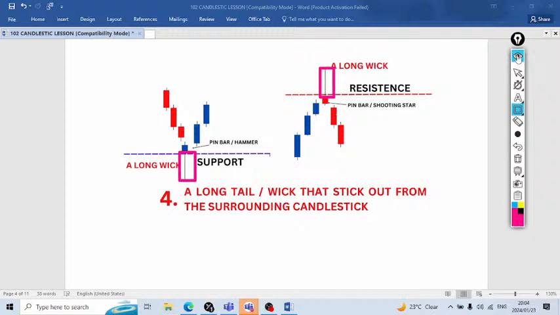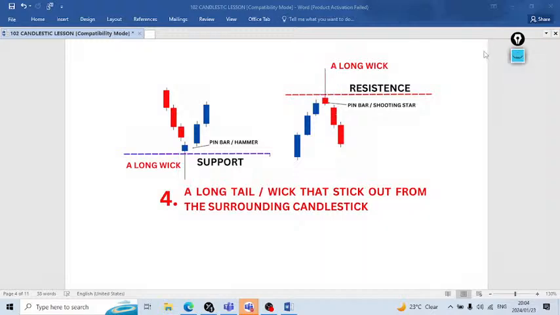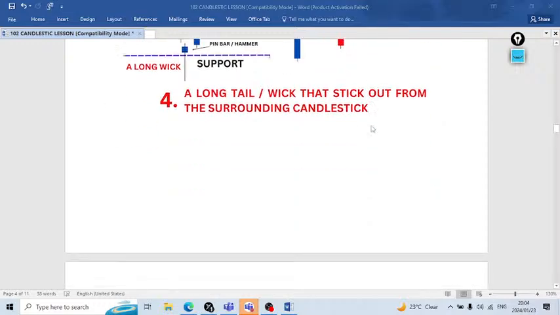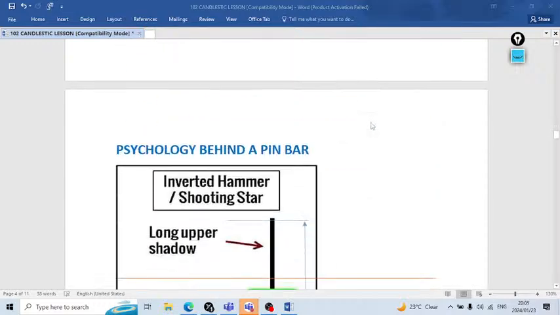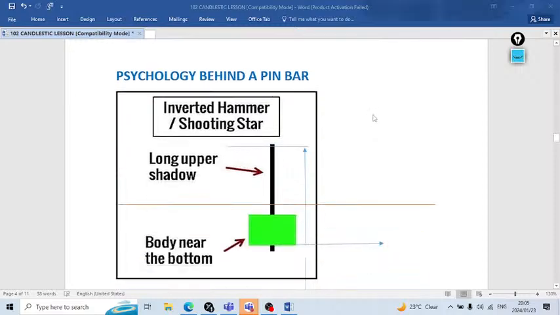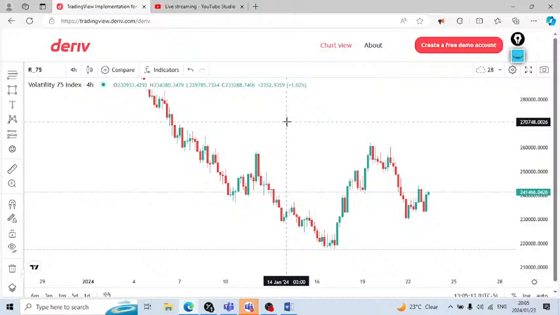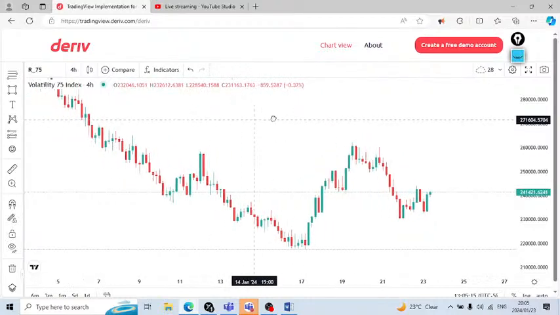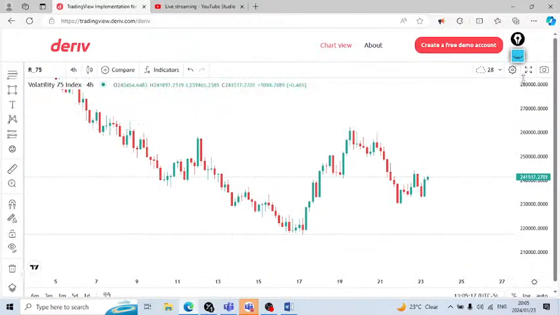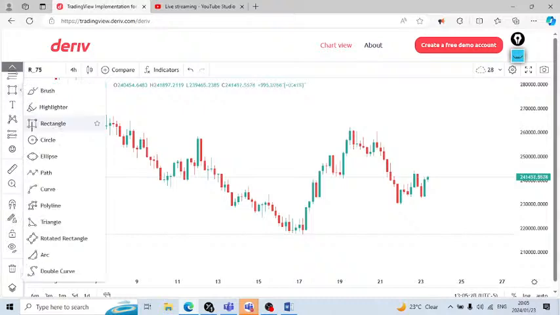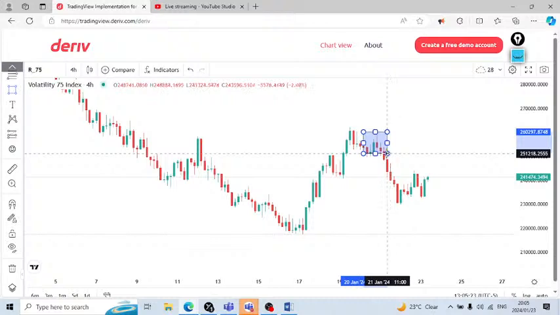So these are the 4 characteristics or features that you use when you're trying to know if the candle is a pin bar. Now the psychology behind the pin bar. Let's quickly go to the charts because we want this to be more practical. Why is it when there is an appearance of a pin bar? You see here we have a pin bar. You look at this particular area. Here we have the pin bar. This is a pin bar here.